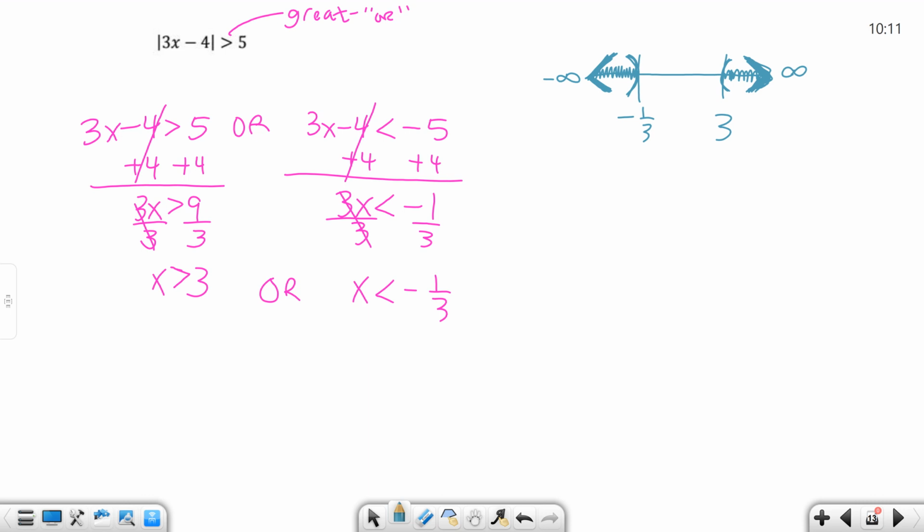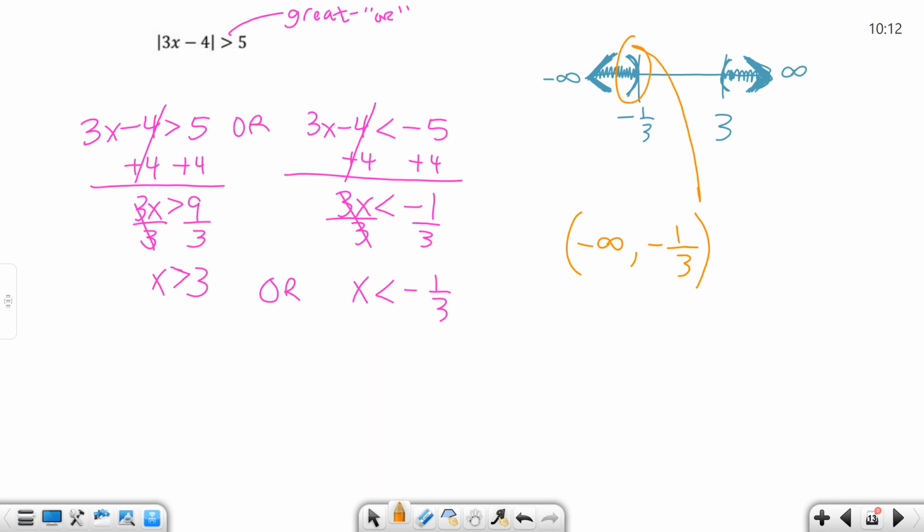So, that's my number line. I'm going to change my color here. That's my number line. And then how do I write my interval notation? Well, it's what I have shaded. Negative infinity, comma, negative 1/3. Negative infinity has what? Parenthesis. Negative 1/3 has what? A parenthesis.